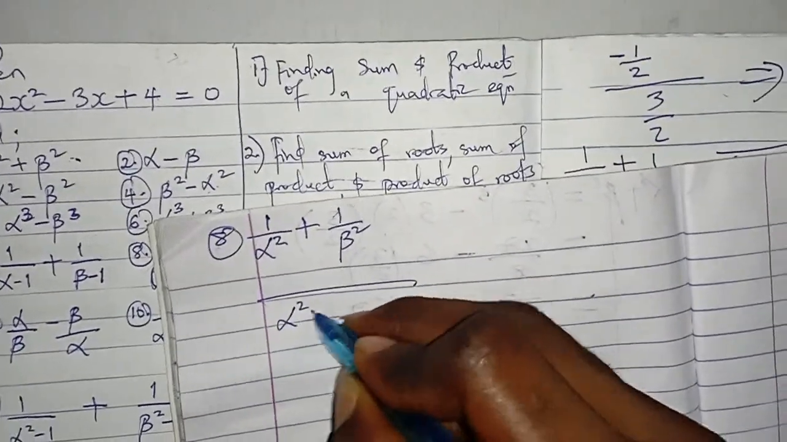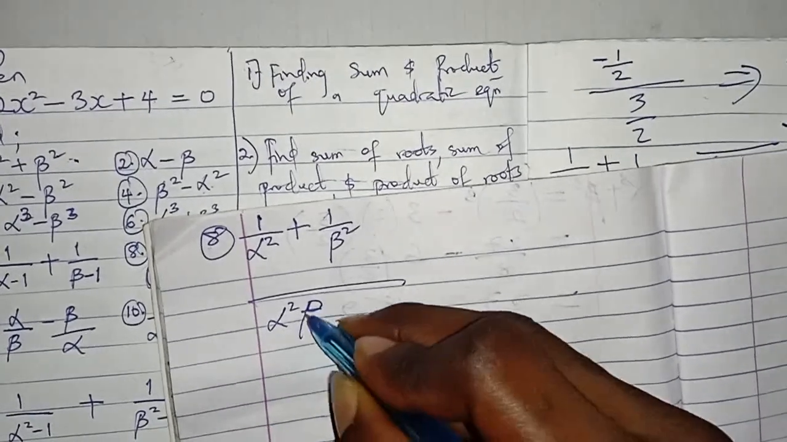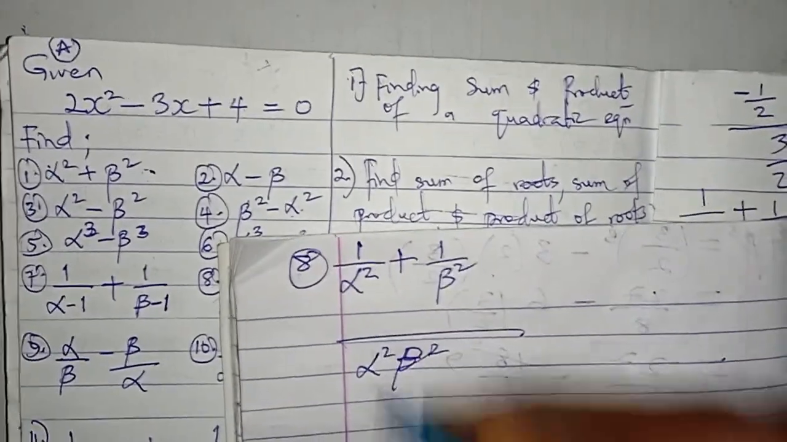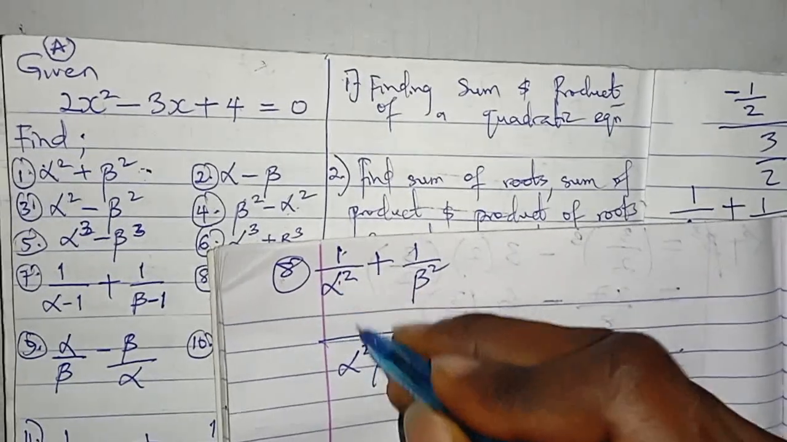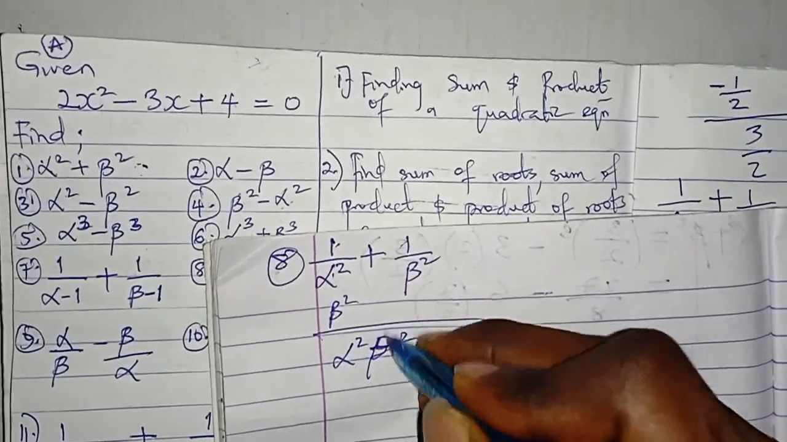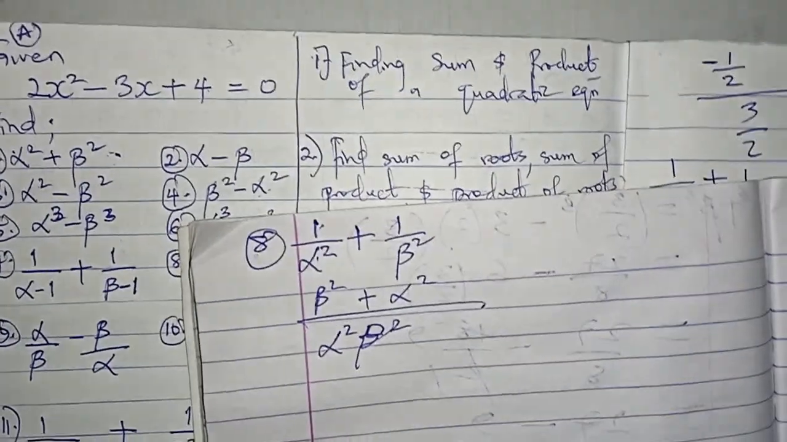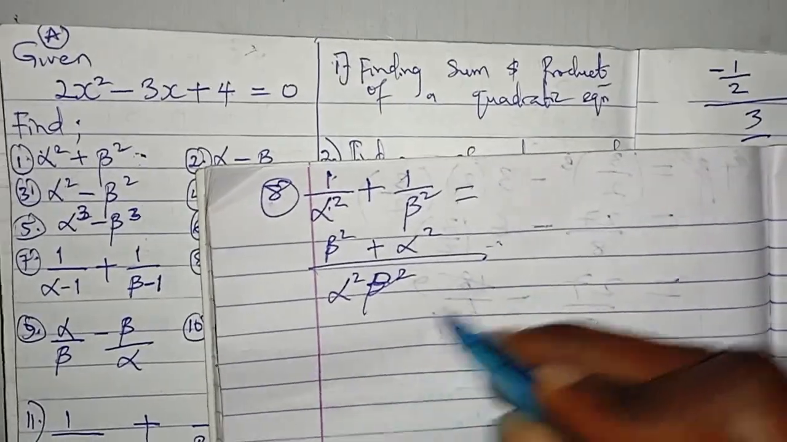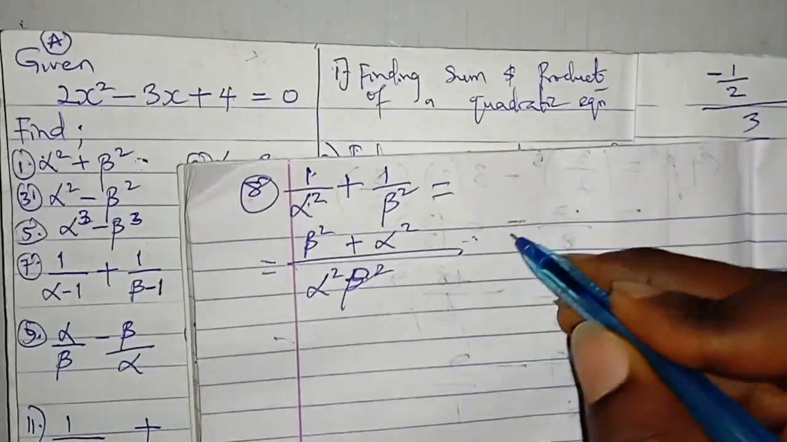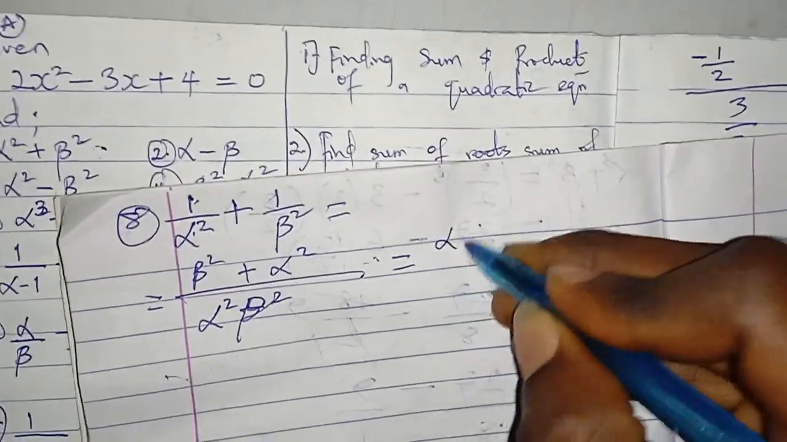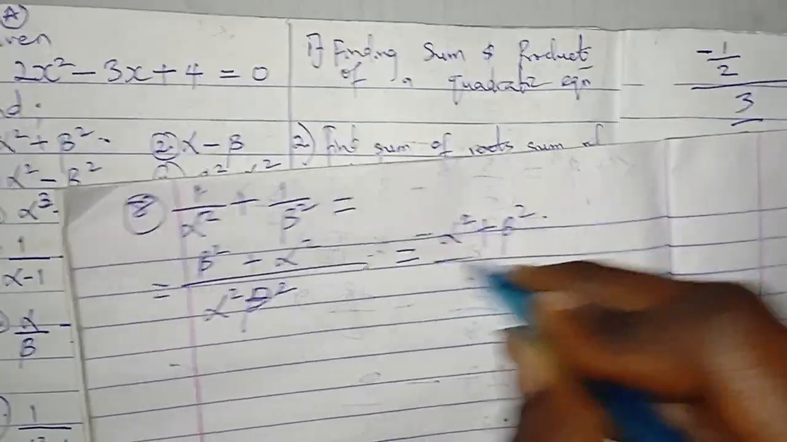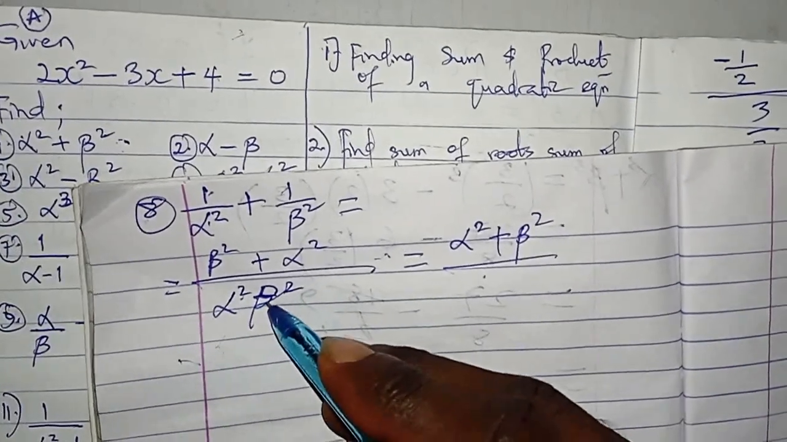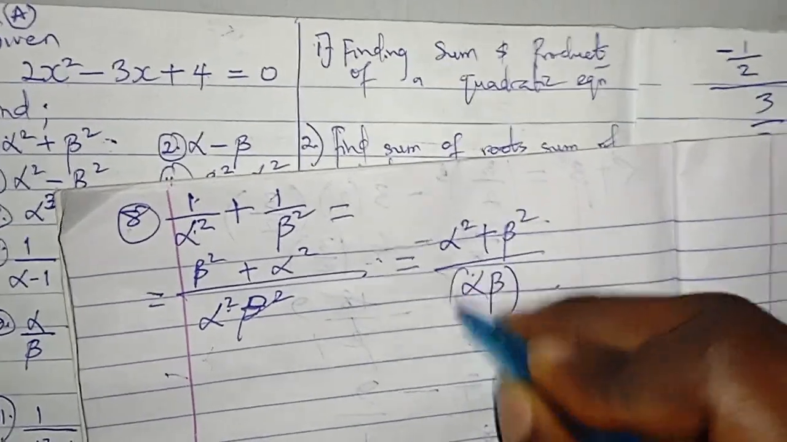So the LCM of this will be alpha square beta square. So when this goes here, it will be beta square remaining. Here it will be plus alpha square remaining. So this will be equal to alpha square plus beta square all over alpha square times beta square, which is the same thing as alpha beta all squared.